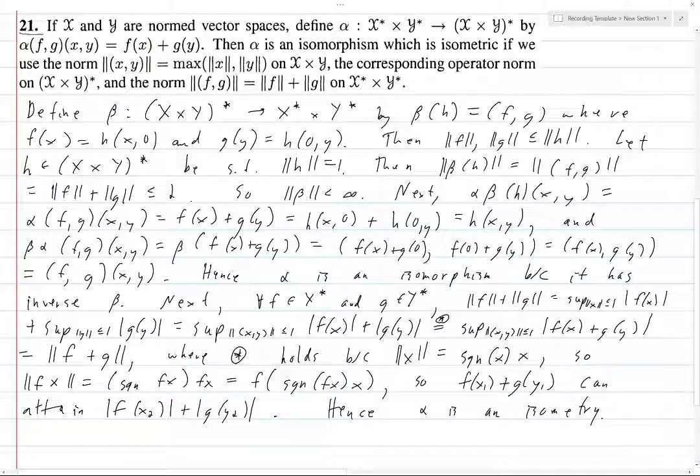Right, this is the norm of the pair here. Let's write this out. This is (f,g). This is alpha(f,g). Alright, and so alpha is an isometry. And there we go.